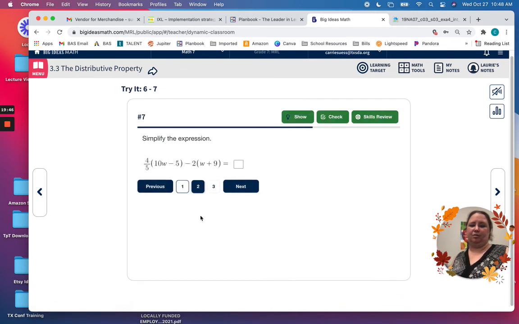All right, so do number 7. Okay, this is double distributive. So you're going to distribute this first, simplify this side, distribute the second one, simplify that side. So it's just double distributive property, and then simplify like terms.